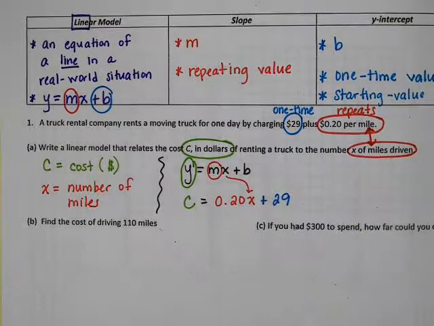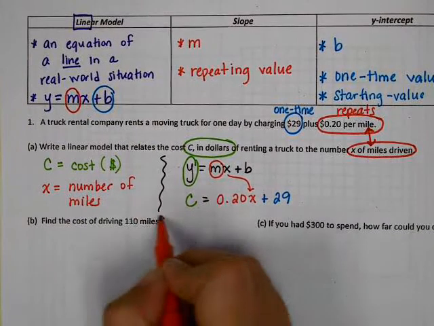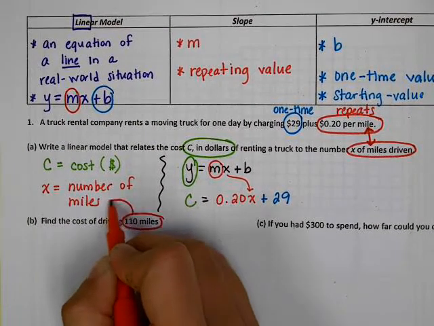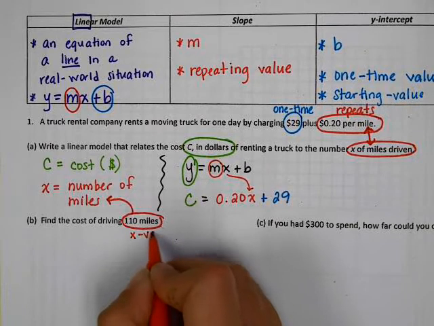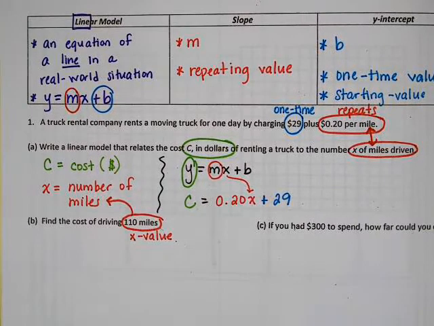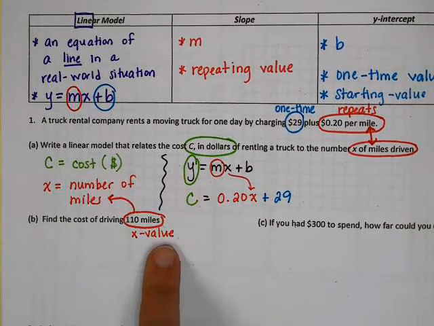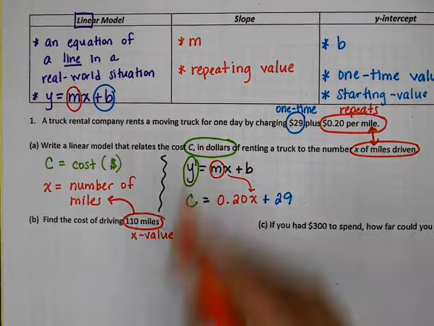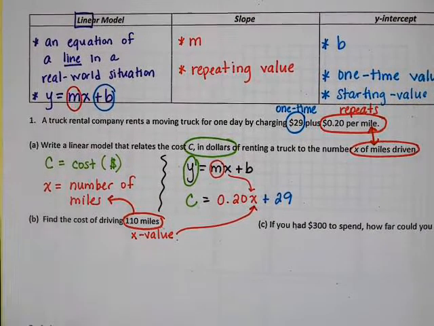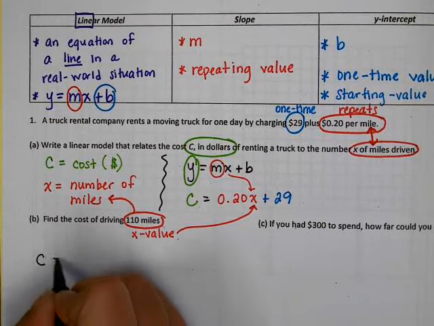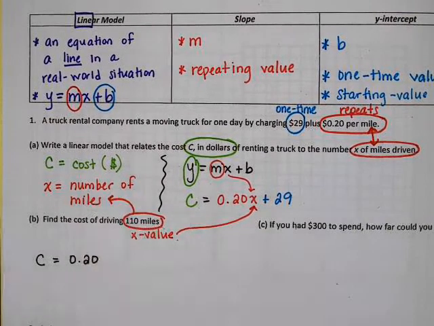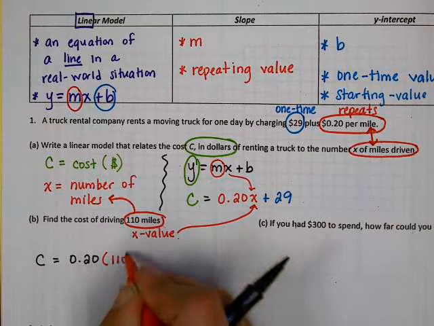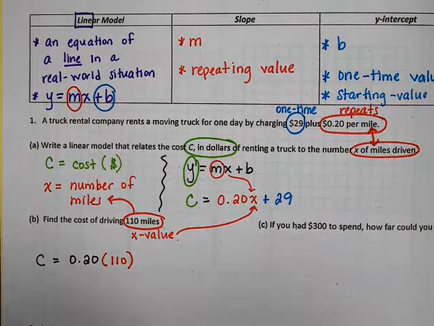Now in part B it says, find the cost of driving 110 miles. So it's telling me 110 is the number of miles, which means this is an x value, because in this equation, x stands for the number of miles. So I would use that and I would plug it in to the equation here. And so I would write c equals 0.20 times 110 plus 29.